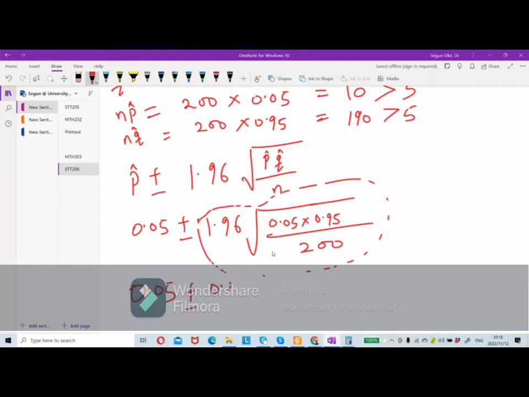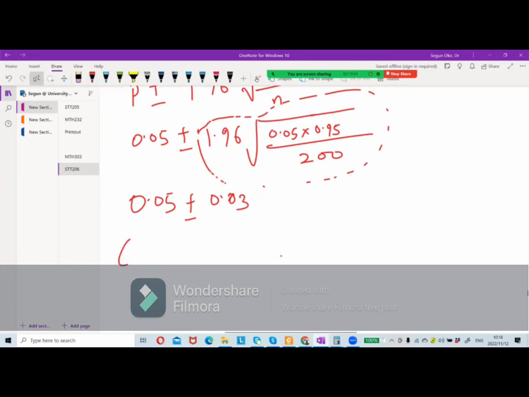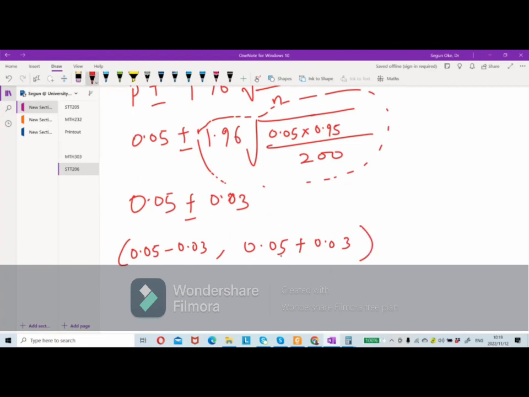So you have 0.03. Just leave it that way, right? 0.03. Yes, sir. So all you need to do is 0.05 minus 0.03, and 0.05 plus 0.03. That's all. Add it together. What do you get? This is the point of estimate at 95 degrees. So all you need to know is just how to manage your formula here.